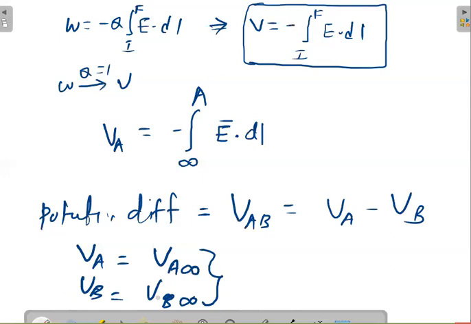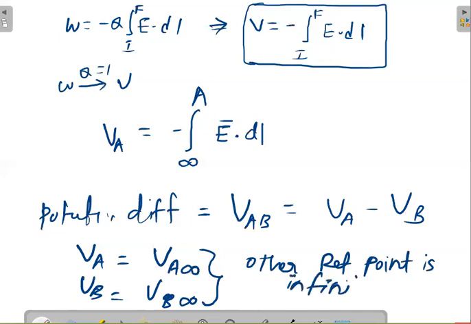The other point is at infinity. Okay, say if only one point is given, from this it is clear: the other reference point is infinite. See, in field theory, if you want to calculate with respect to a node, the other point you take as a ground node. Similarly, here in electromagnetics, if only one point is given, the other point is at infinite.